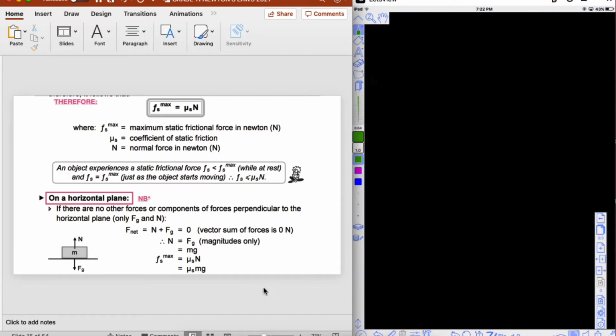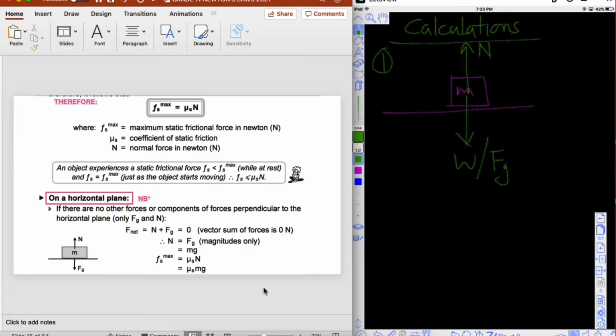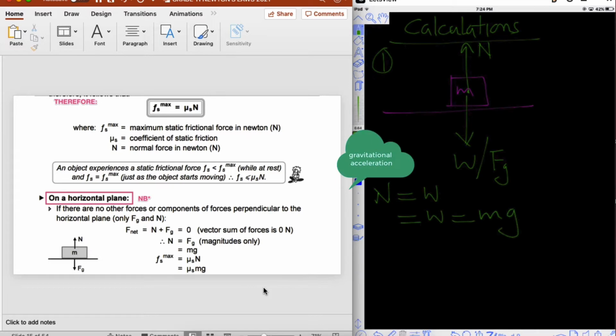So now, for purposes of calculations, we are going to look at two scenarios. The first scenario we're going to look at is of an object that is at rest on a surface. So this object is going to experience a weight and a normal force. And remember, we can also represent weight as Fg. Because this object is at rest on a horizontal surface, that implies the normal force is equal to the weight. And since we know that the weight is equal to the mass of an object times the gravitational acceleration, this also implies that the normal is equal to the mass times the gravitational acceleration in this case where the object is on a horizontal surface.